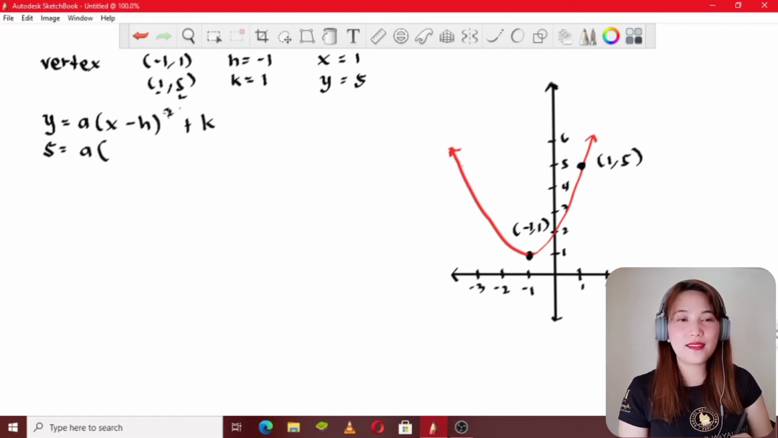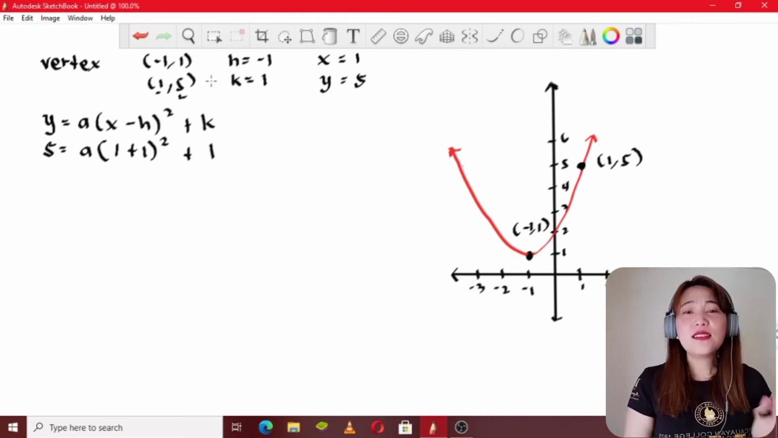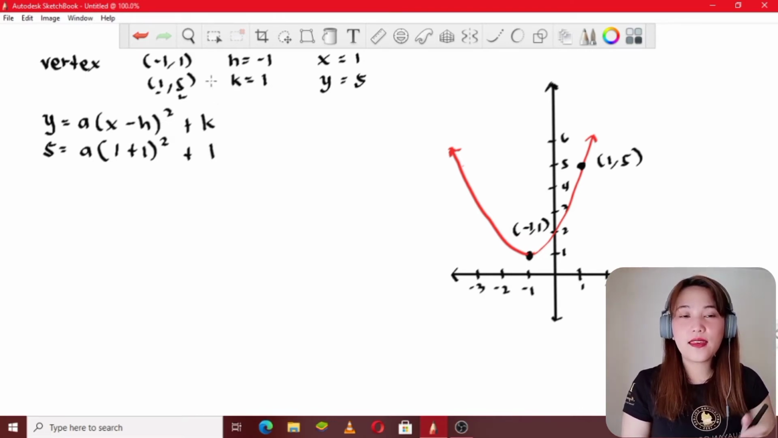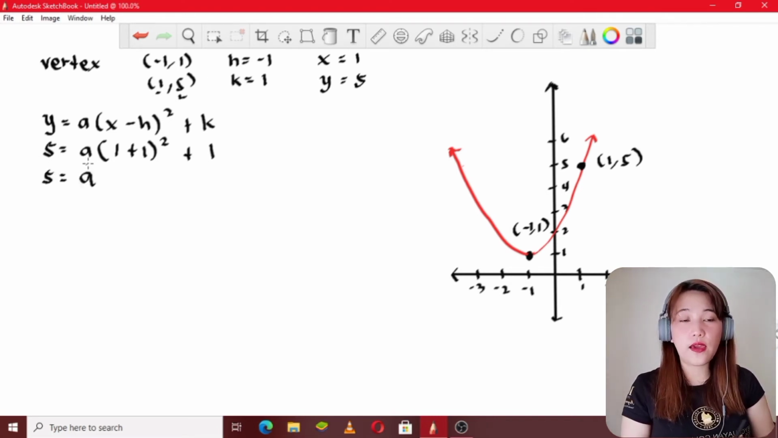X is 1. Minus h. Again, h is negative 1. Minus negative 1. Negative times negative 1, that is positive 1. So, we will write here plus 1. Copy squared plus k. K here is 1. So, plus 1. Now, let us solve for a. Alright, so, we will have here 5 equals, copy lang muna yung a, 1 plus 1, that is 2. So, we're gonna have here 2, copy squared plus 1.